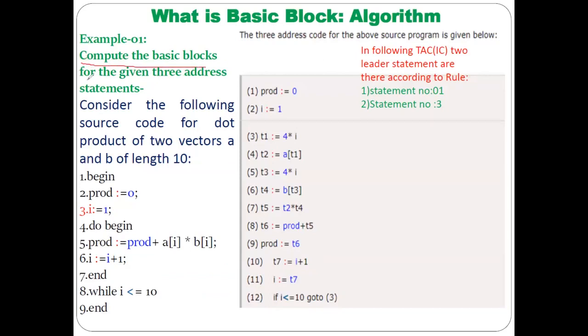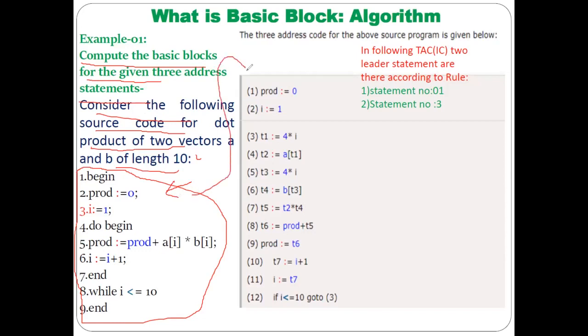Here the example is given: compute the basic blocks for the given three address statements. Consider the following source code for the dot product of two vectors A and B, each of length 10. These source code statements are of a particular higher level language. If only the source code is given, first you need to generate the three address code for it as intermediate code. Sometimes you will directly get the three address code, and then you have to apply the partitioning algorithm to it and generate the basic blocks.